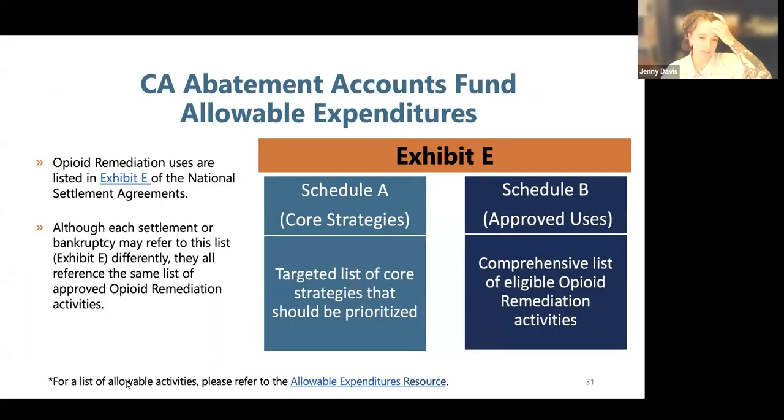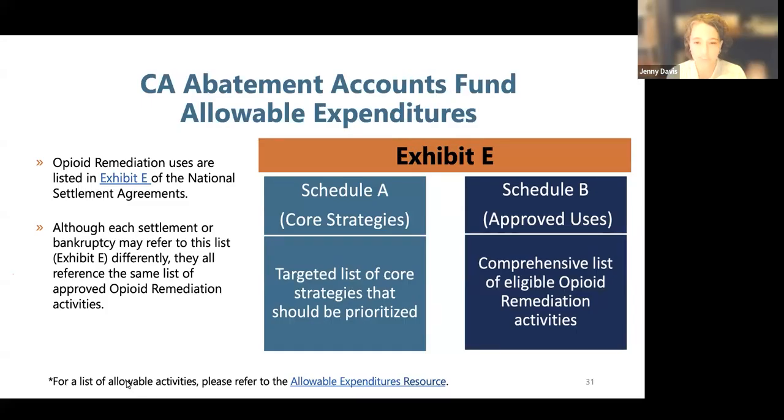In addition to that definition for opioid remediation, I know I've mentioned Exhibit E a lot. It is the list of allowable uses, and it is effectively a list of what these funds can be spent on. So they are restricted for the California Abatement Accounts Fund. They are restricted to activities that can be found in Exhibit E. It's a decent sized document. It's not unreadable, but it is separated into two different categories.